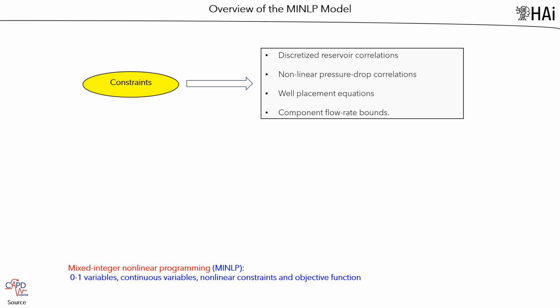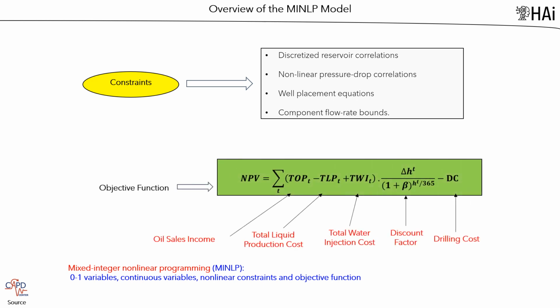The main constraints are discretized reservoir correlations, nonlinear pressure drop correlations, well placement equations, and component flow rate bounds. The components of the objective function are oil sales income, total liquid production cost, total water injection cost, and drilling cost. These economic values are summed over all the periods of the planning horizon, discounting them based on the beta discount factor.